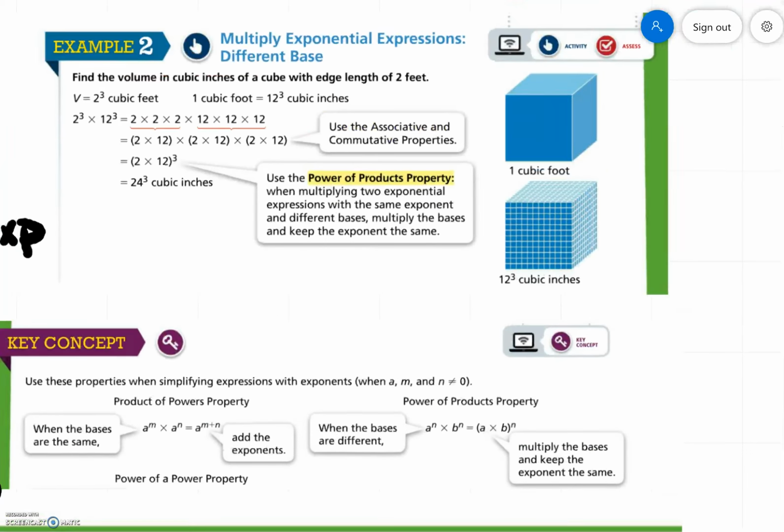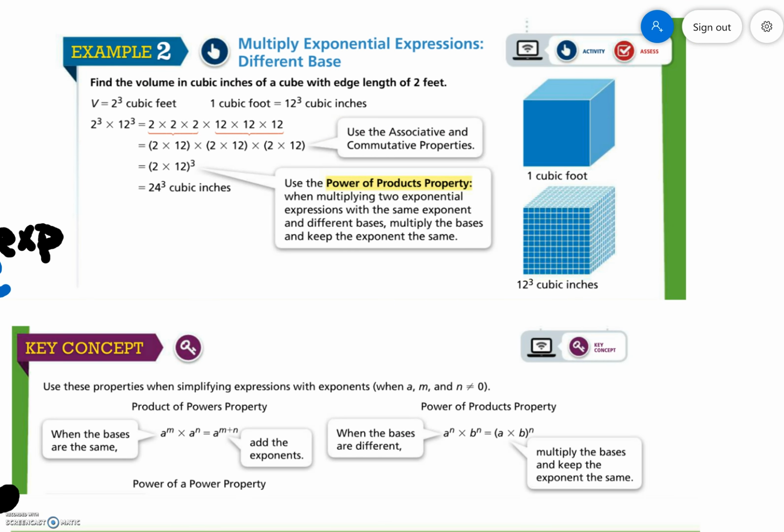Example number 2. Multiply exponential expressions with different base. So find the volume in cubic inches of a cube with an edge length of 2 feet. So if the volume is equal to 2 cubed, and the other one is 12 cubed, we want to multiply them. 2 cubed times 12 cubed. Now this one's different because the bases are different, but the exponents are the same. So different base, exponents are the same.